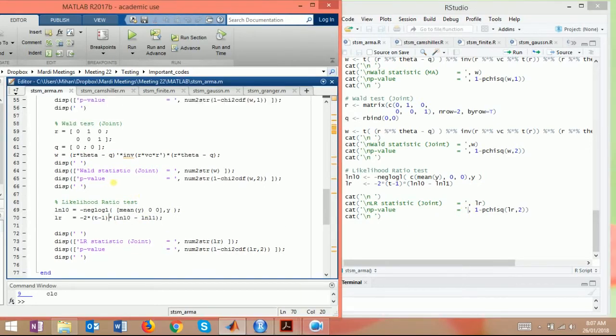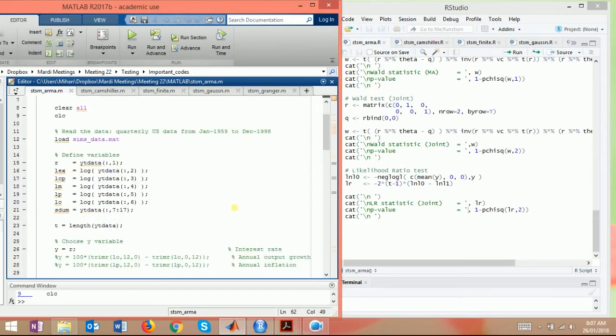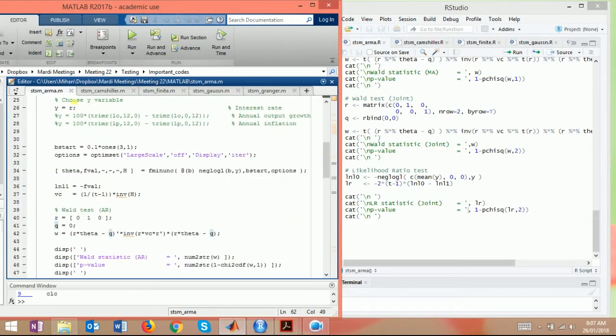So this was STSM ARMA. We did hypothesis testing on an ARMA model, and we used one variable at a time for the ARMA model. Just one single variable, not multivariate.